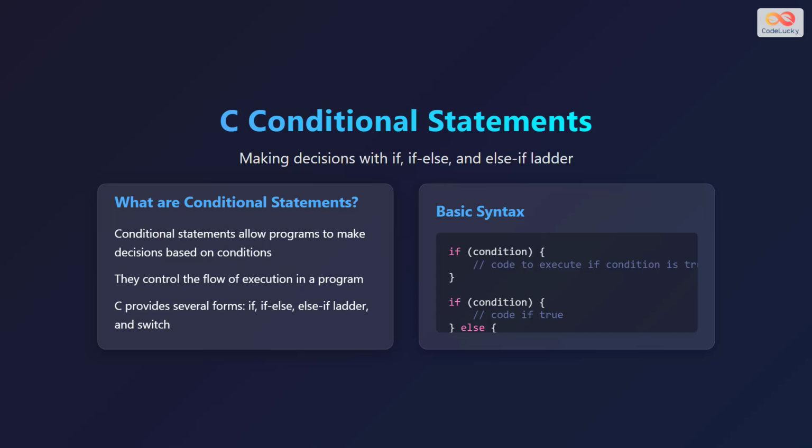Conditional statements allow programs to make decisions based on conditions. They control the flow of execution in a program. C provides several forms: if-else, else-if ladder, and switch. The basic syntax of an if statement involves the if keyword followed by a condition in parentheses. If the condition is true, the code inside the curly braces is executed. For the if-else statement, if the condition is true, the first block of code is executed. Otherwise, the code inside the else block is executed.